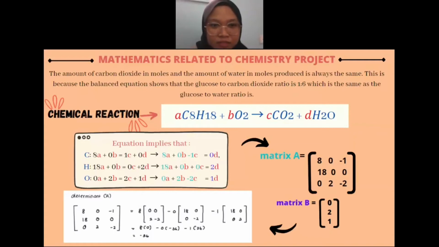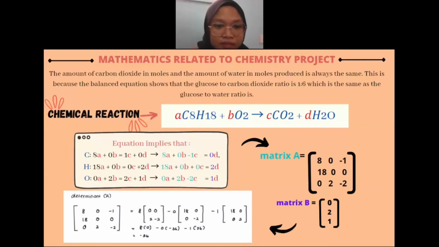So now I will proceed with mathematics related to the chemistry project. The statement is the amount of carbon dioxide in moles and the amount of water in moles produced is always the same. This is because the balanced equation shows that the glucose to carbon dioxide ratio is 1 to 6, which is the same as the glucose to water ratio. The chemical reaction we get from the statement is C8H18 plus O2 producing CO2 plus H2O. A, B, C, D are the coefficients that we need to find.